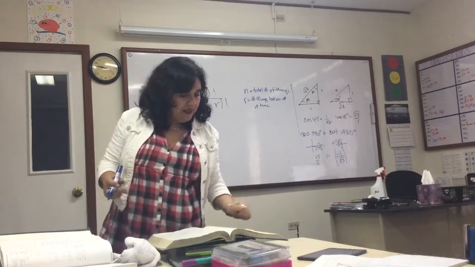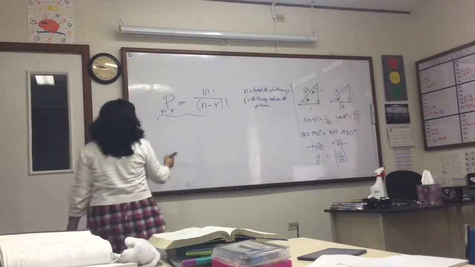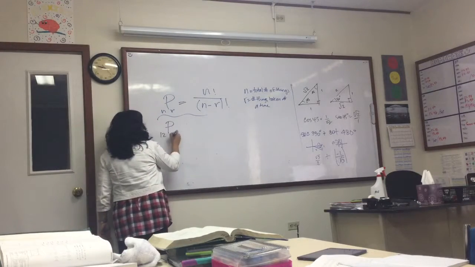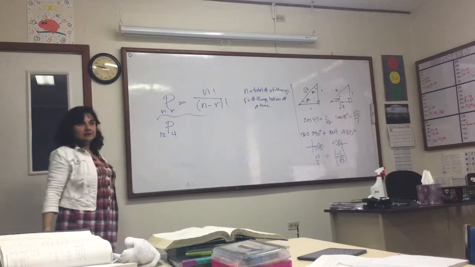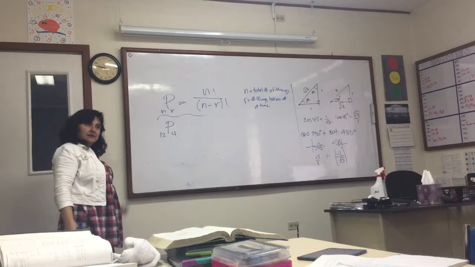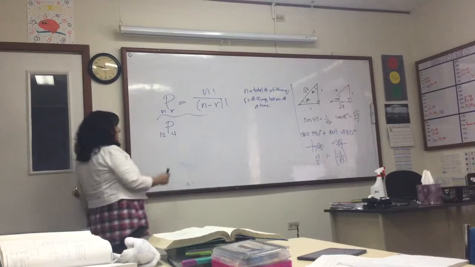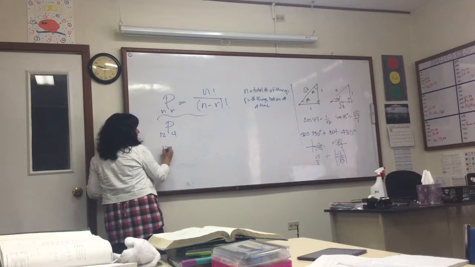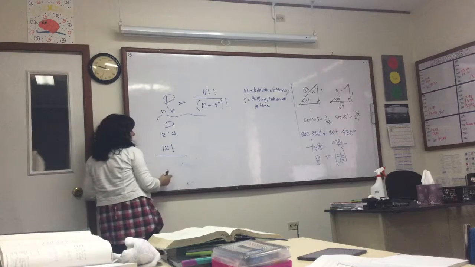So, now that you know this, find this. Easy. 12 factorial over 12 minus 4 factorial.